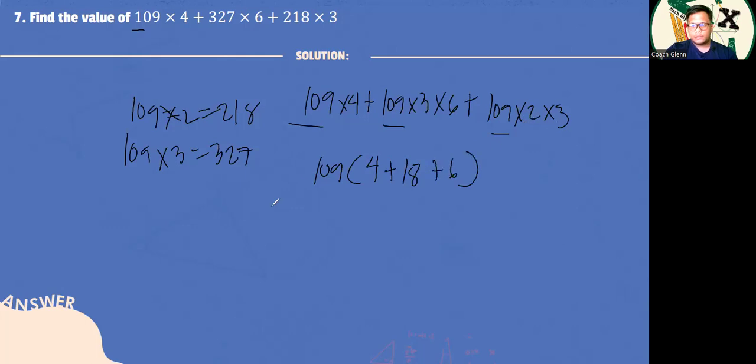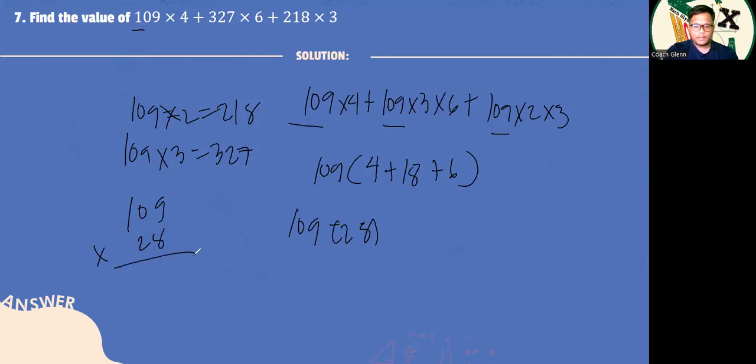Okay, so after that, we solve for this. So this is 109 times 28. So next, we need 109 times 28, so we multiply that.